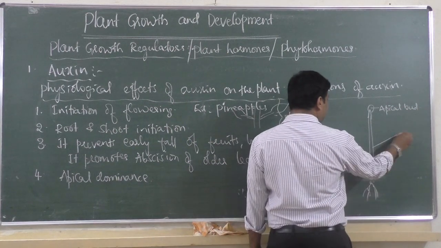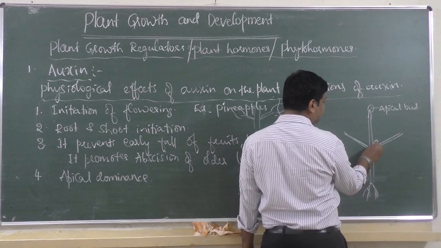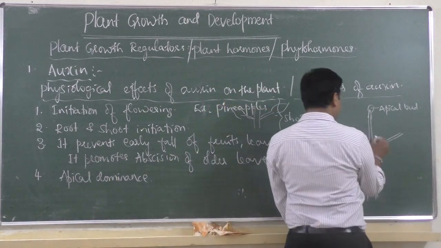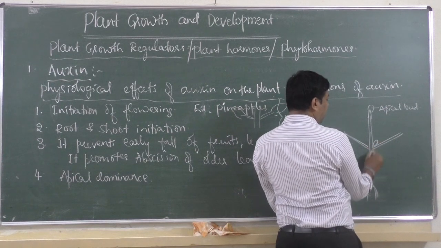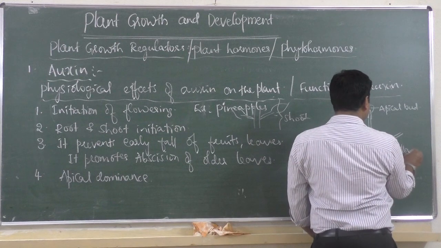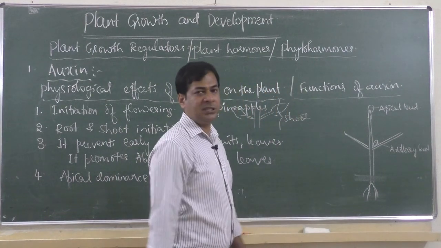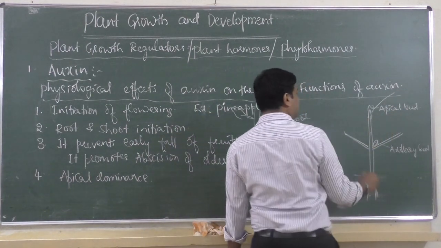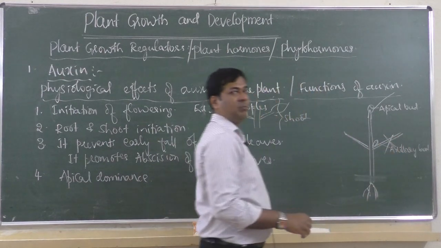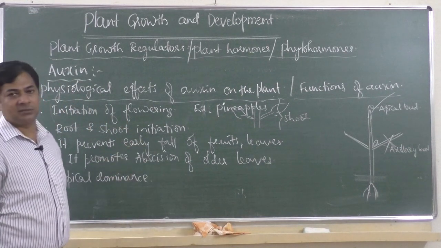And wherever the branches are there, at the axil, axil means the joining point of the main stem and branches, there it produces a bud called the axillary bud. Now, apical dominance means the apical bud will grow, but it doesn't allow the axillary bud to grow. That is dominance. Apical bud dominates the axillary bud.